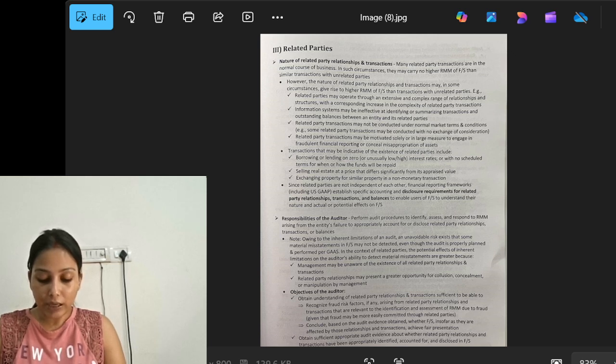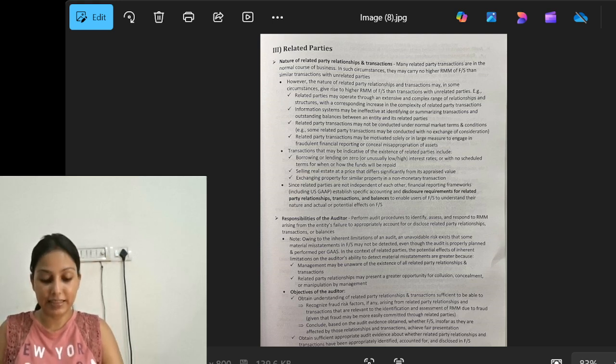Since the related parties are not independent of each other, the financial reporting framework establishes specific accounting and disclosure requirements for related party relationships, transactions, and balances, to enable the users of the FS to understand their nature and actual or potential effects on the financial statements.